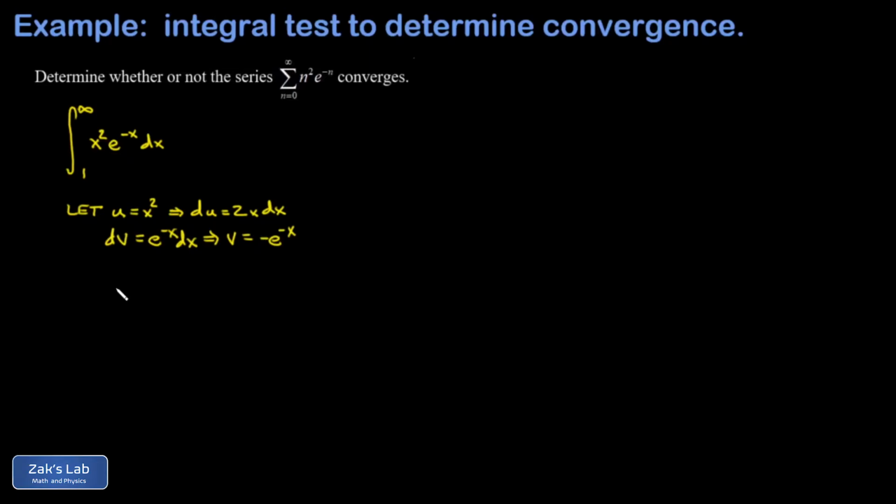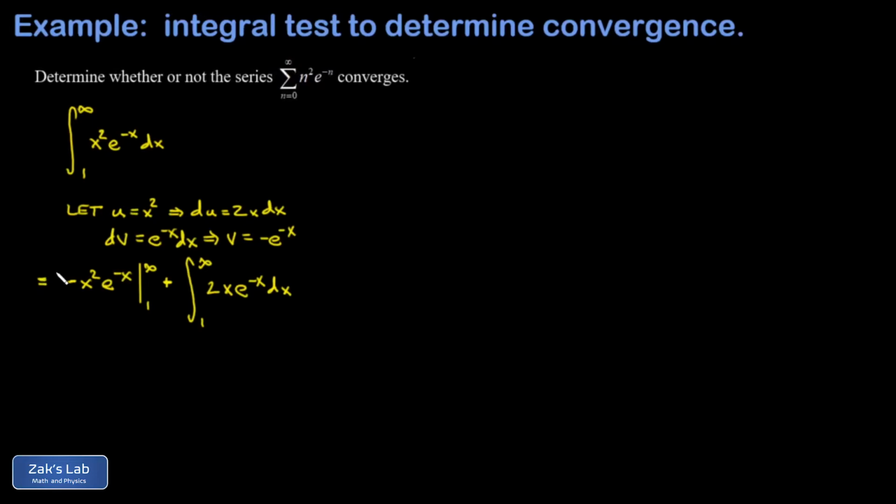Now we apply the integration by parts formula, and that starts with u times v. So negative x squared e to the negative x, evaluated from 1 to infinity, minus the integral of v du. And v is carrying a minus sign here, so we're going to pull that in front of the integral and cancel that minus sign. And I'm left with the integral of 2x e to the negative x dx.